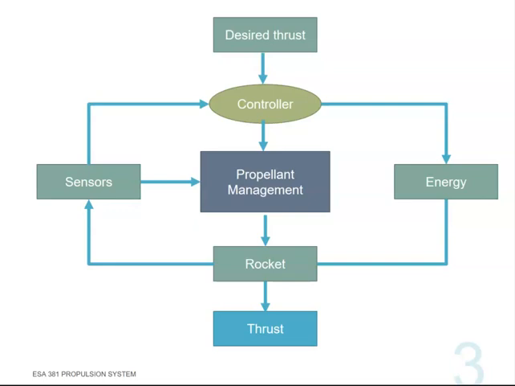And the controller uses sensors extensively to monitor the temperature and the pressure of the propellant through the propellant system. So from this propellant management system, it feeds back to the rocket by giving the thrust. This is the idea of how the propulsion is actually controlled or managed so that we can get the desired thrust.